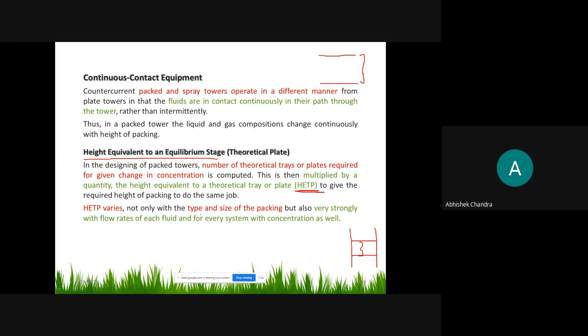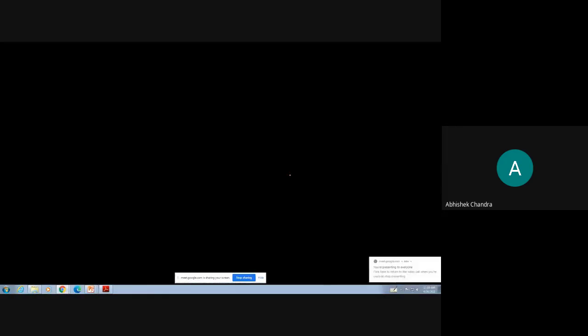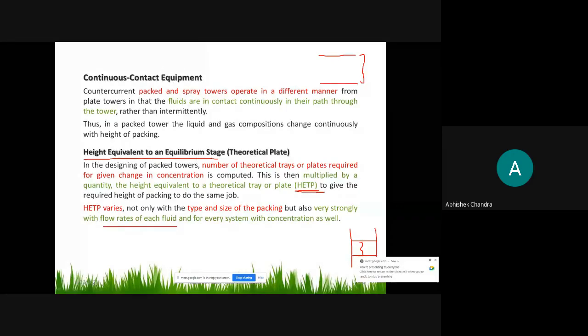HETP not only varies with the type and size of the packing, but is also affected by the flow rate of each fluid and the concentration of both liquid and gas. So this will depend not only on the type of packing and the size of the packing, but is also strongly affected by the flow rate of each fluid and the concentration as well.